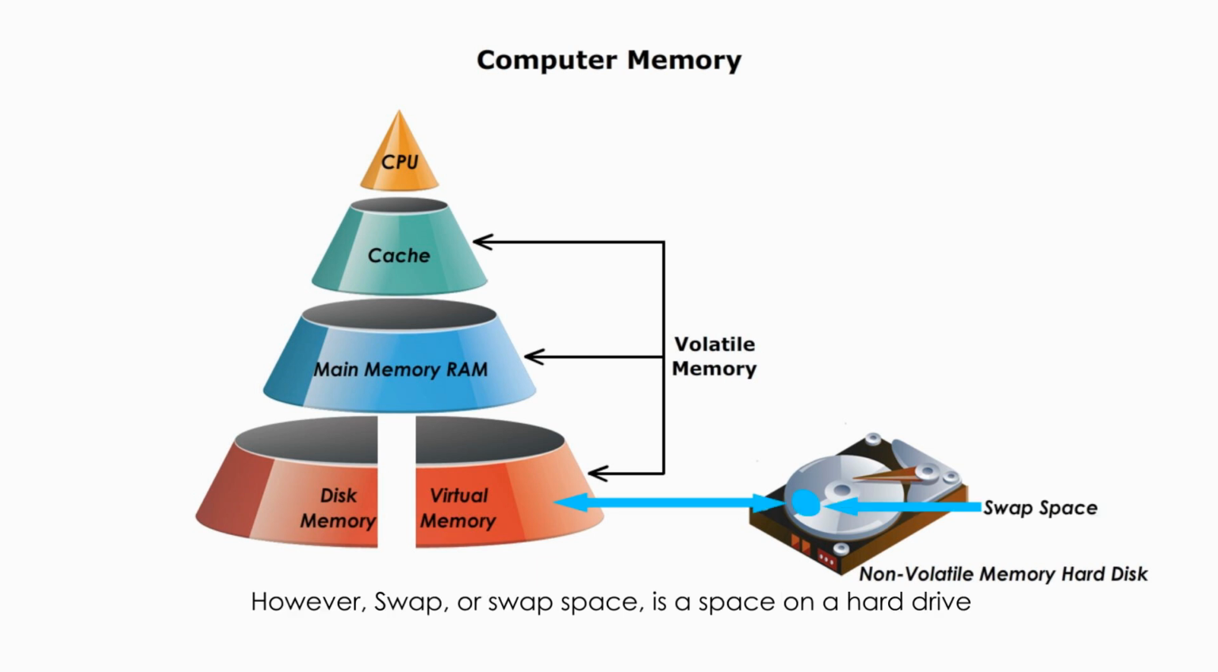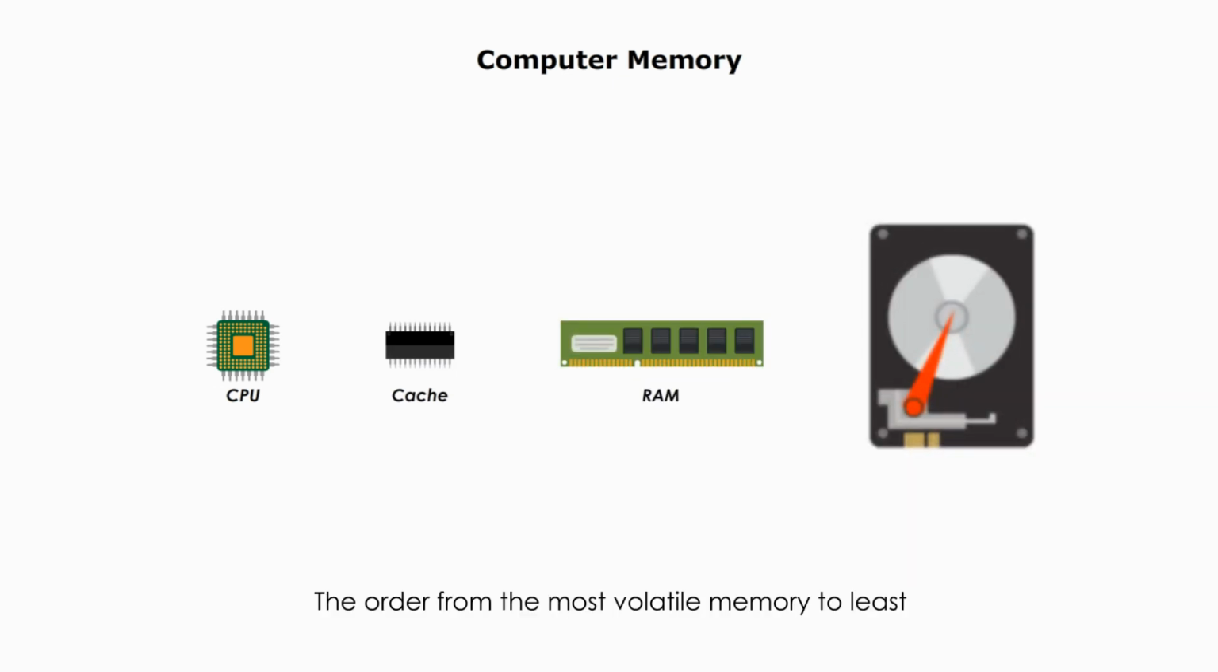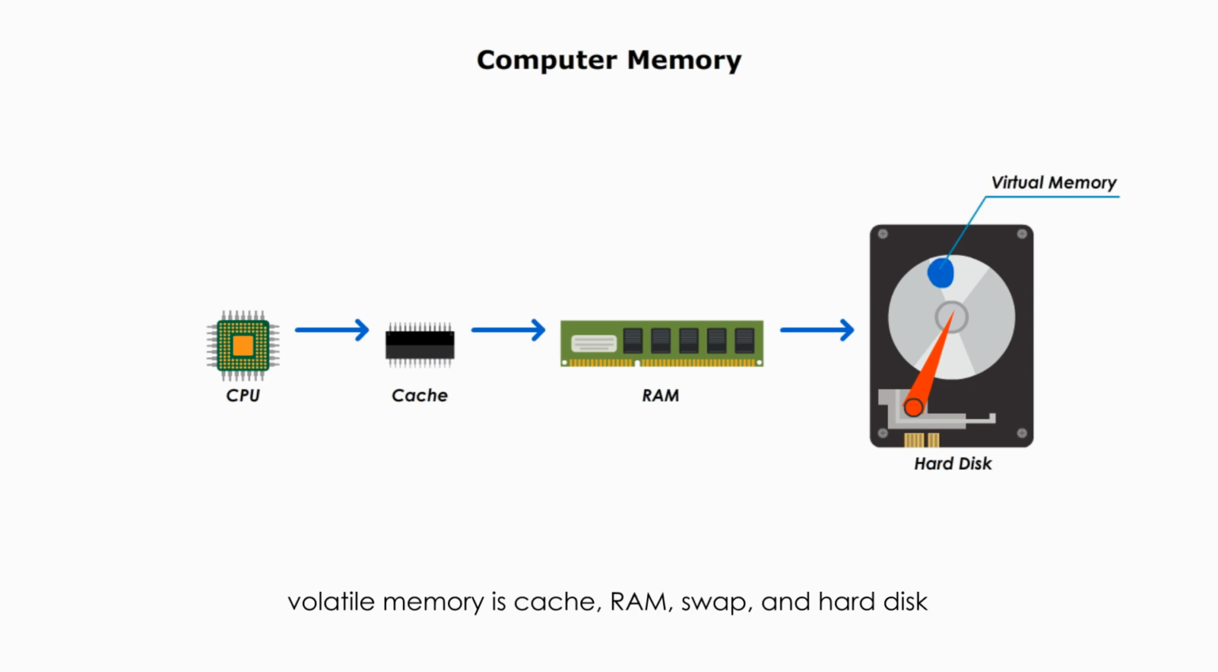However, swap, or swap space, is a space on a hard drive used as a temporary location to store information when RAM is fully utilized. It's also called virtual memory because it pretends to work like RAM. The order from the most volatile memory to the least volatile memory is cache, RAM, swap on the hard disk, and then hard disk.